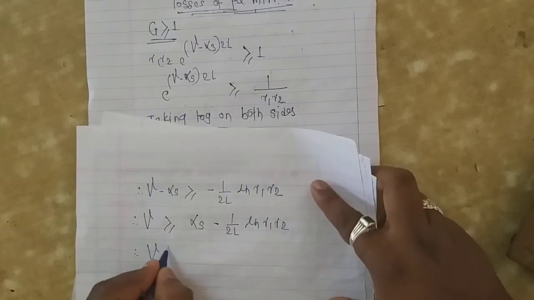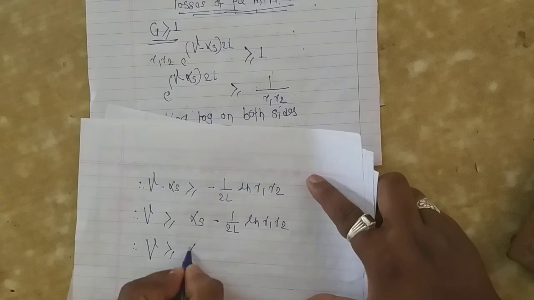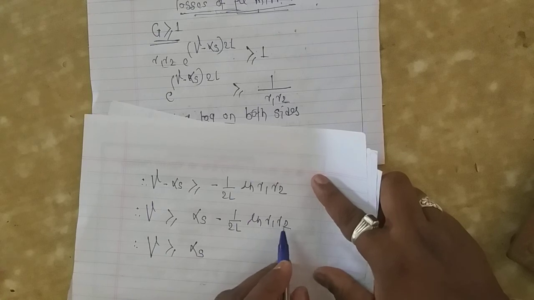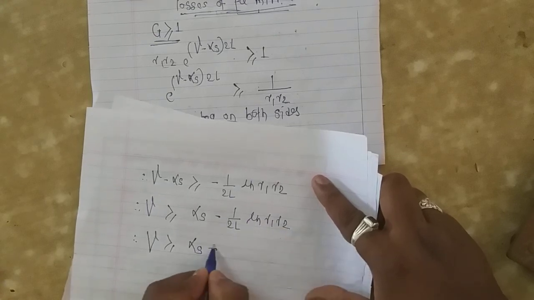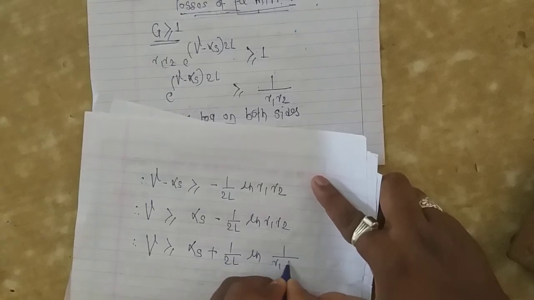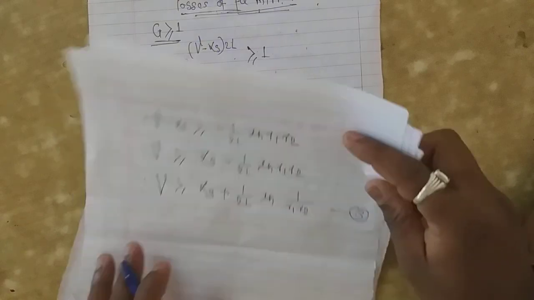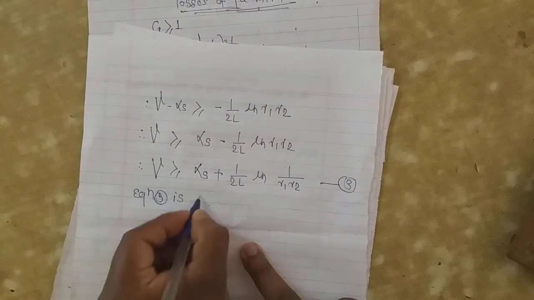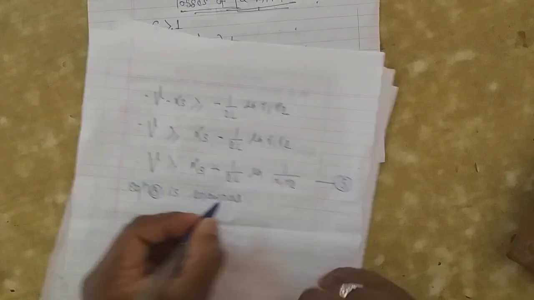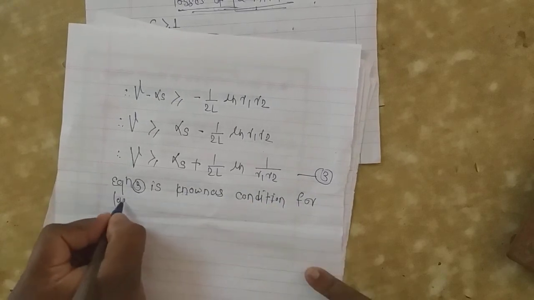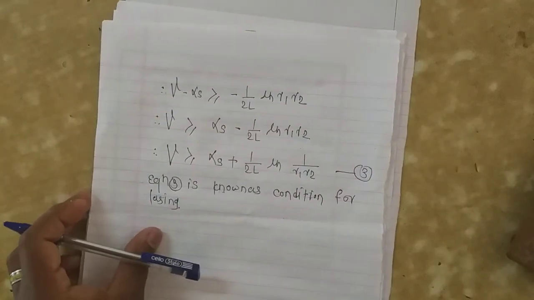Then therefore gamma is greater than or equal to alpha s, and the ln term takes the reciprocal of R1 R2, so the sign is changed and becomes plus. Then gamma is greater than or equal to alpha s plus 1 upon 2L ln of 1 upon R1 R2, equation number 3. And that equation 3 is known as the condition for lasing.